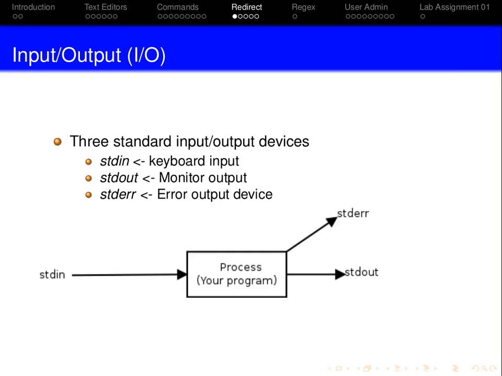All right, redirect. Your program, believe it or not, has 3 file descriptors attached to it, aka inputs. Standard in, which we're just going to say for the sake of argument is keyboard input, just to make everything nice. Standard out, which is your monitor output, and then standard error, which is error to an output device.